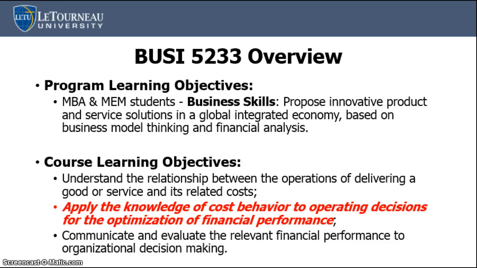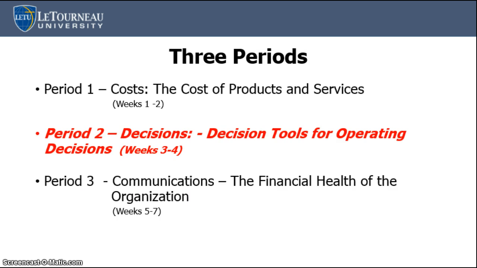The activities of Period 2 will concentrate on satisfying the second course learning objective: to apply the knowledge of cost behavior to operating decisions for the optimization of financial performance. Period 2 is another rapid 2-week period as we continue to fly through this course. As mentioned, Period 2 addresses the application of the knowledge of cost behavior and the tools and analytical techniques to operating decisions for the optimization of financial performance.